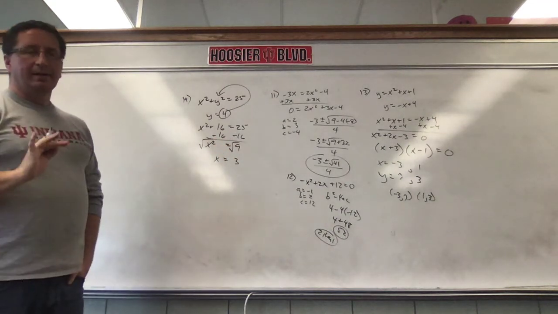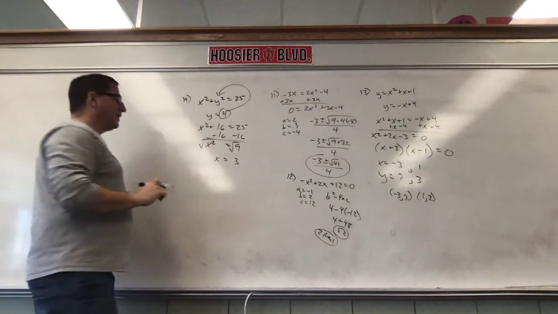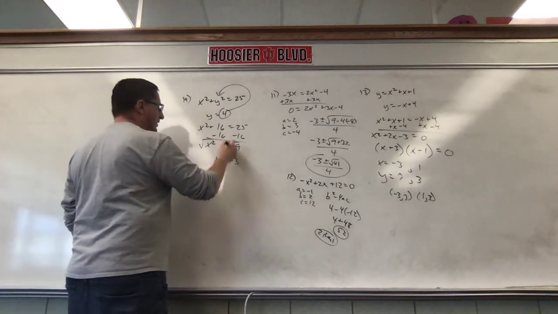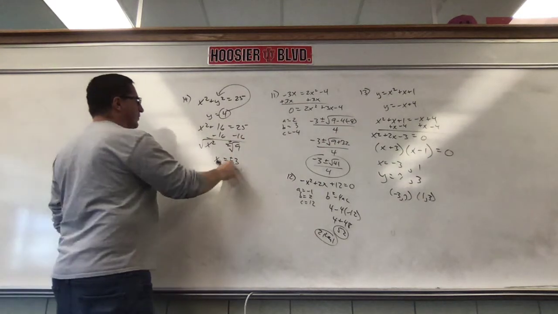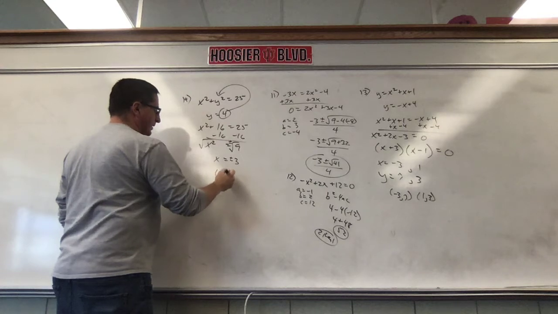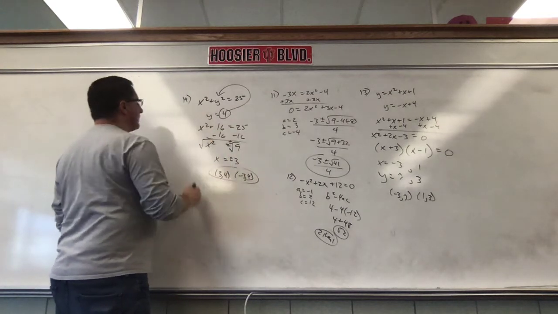Okay? Again, be careful. Don't make the mistake of what I just did. And I did that on purpose, okay? It's not 3. It's plus or minus 3. Don't forget the plus or minus symbol, okay? So the answers are (3, 4) and (negative 3, 4). Okay? Two more to go.